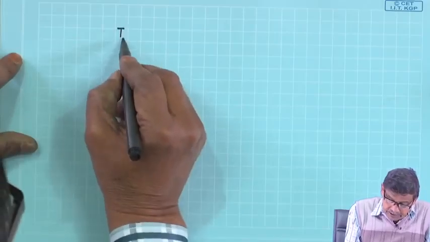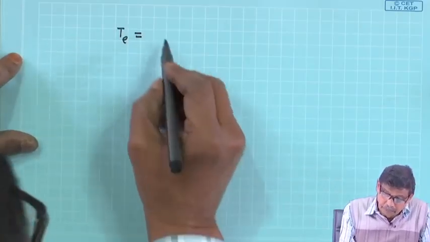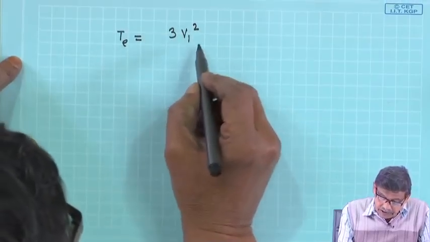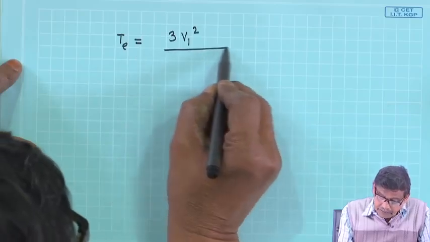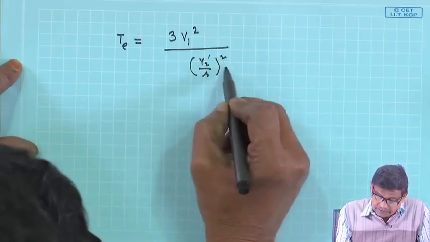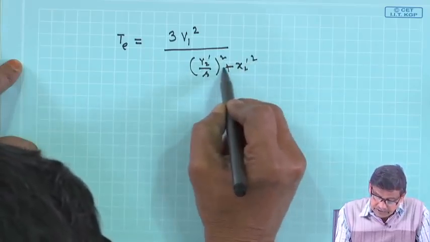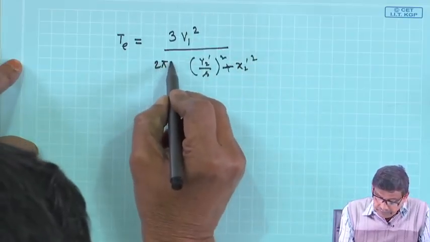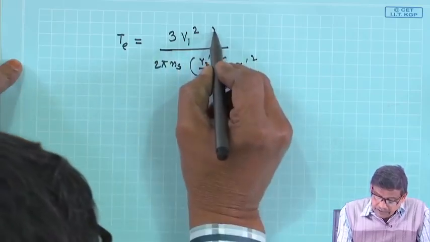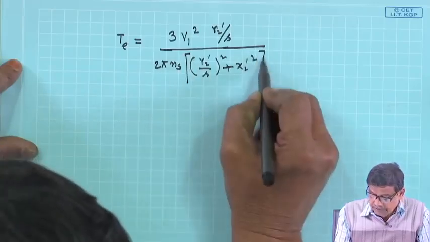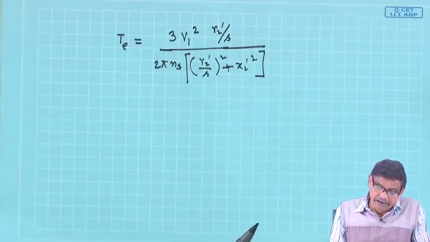So, to get the torque developed by the machine, Te is equal to 3 I2 dashed squared, that is V1 squared by R2 dashed by S whole squared plus X2 dashed squared, and by 2 pi ns, into, in the numerator, R2 dashed by S. This is the expression of the torque developed by the machine.